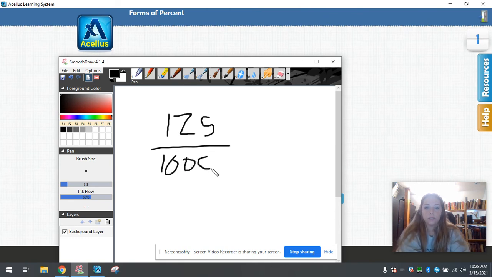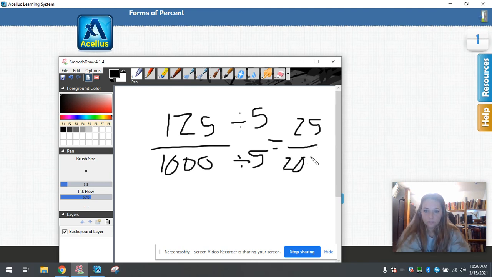I will reduce 125 and 1,000. They end in 5 or 0, so I know I can reduce them both by 5. I'll divide both the top and the bottom by 5. 125 divided by 5 is 25. 1,000 divided by 5 is 200. Again, they both end in 5 or 0. I'll divide by 5 again. 25 divided by 5 is 5. 200 divided by 5 is 40.